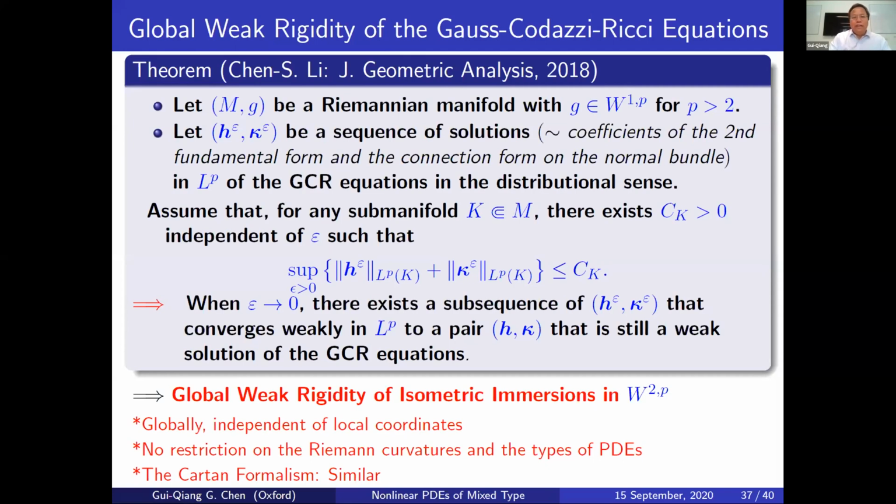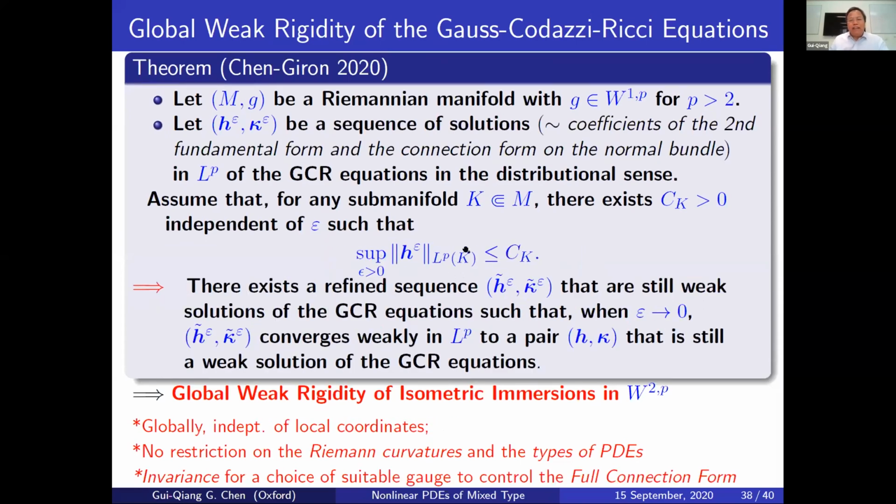More recently, we don't even need both to be bounded. Recently, we proved that we only need the second fundamental form to be LP bounded. You give me a sequence of solutions. If the second fundamental form is bounded, then we can find a refined sequence. They are still weak solutions, and the limit is still a solution. So you don't need the normal part bounded, the connection form. The other parts bounded, but only needing the second fundamental form bounded, you can still get this kind of weak continuity. For this we have to use the invariance or choice of a suitable gauge to control the full connection form.